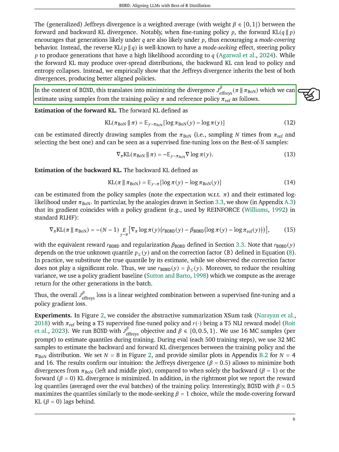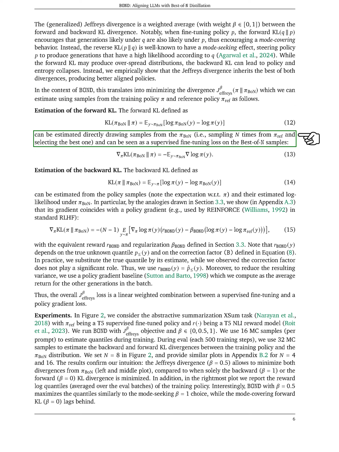In the context of bond, we aim to minimize the Jeffreys divergence, which we can estimate using samples from both the training policy and the reference policy. For estimating the forward divergence, we can draw samples from the reference distribution and select the best one, treating this as a supervised fine-tuning loss based on the best of n samples. For the backward divergence, we estimate it from the policy samples and their log likelihood under the reference distribution.